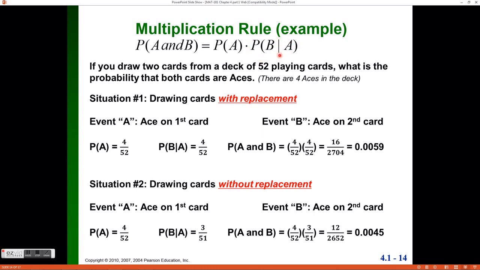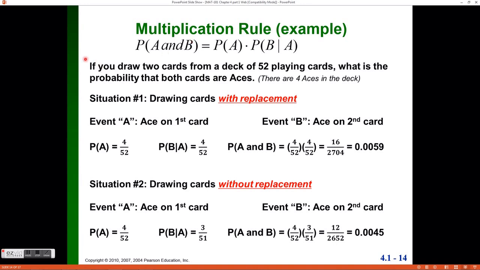This notation here with the straight line represents the word given. I would read the second part of this formula as the probability of B given A. What it means is that when you are computing the probability of event B, we will do that computation assuming that event A has occurred. And we will go into more detail through our example here.